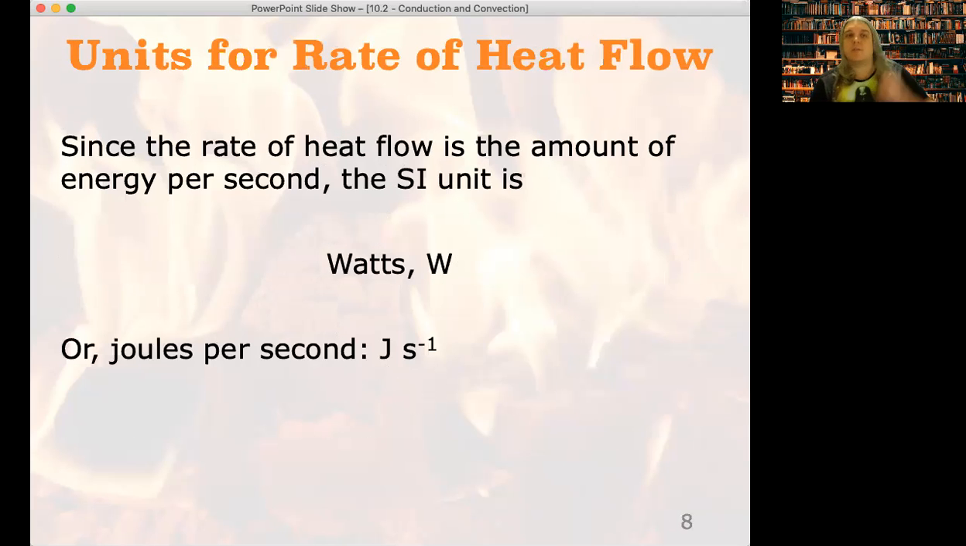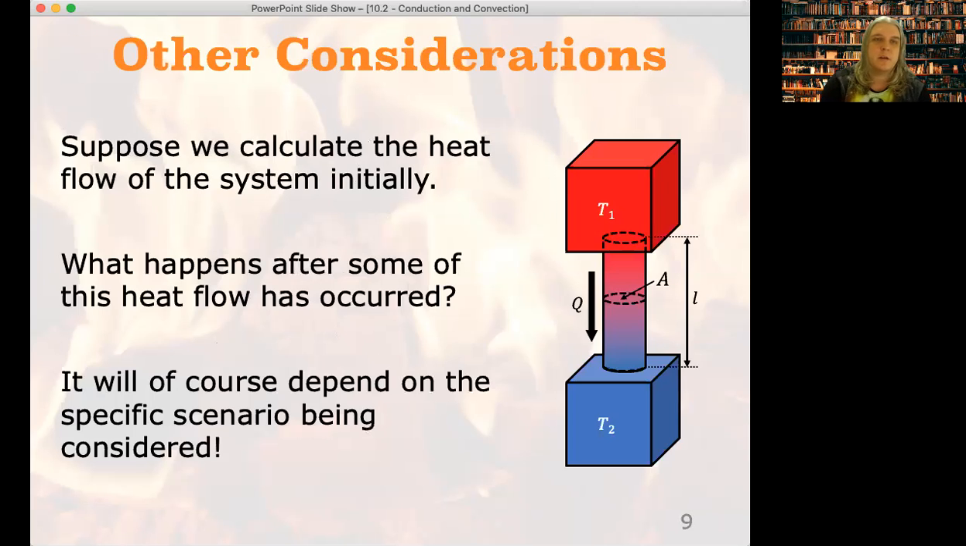As I've already said, units for heat flow are going to be watts, joules per second. It's literally defined as rate of heat flow. Heat is in joules, rate is per second.